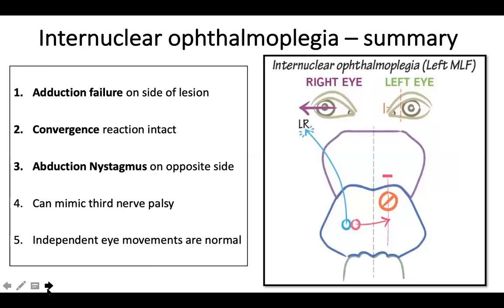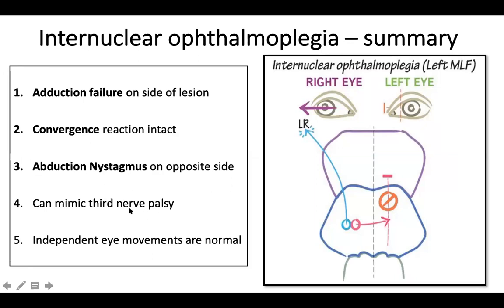So just to summarize internuclear ophthalmoplegia, it's an adduction failure of one eye. For example, if there's a left-sided INO, there's a left-sided adduction failure. So there is difficulty looking to the right side of the gaze. But the convergence reaction is intact because it is mediated by other brainstem pathways. The opposite eye, that is the other eye which is intact, would have some degree of abduction nystagmus. This is because of the law of equal innervation.